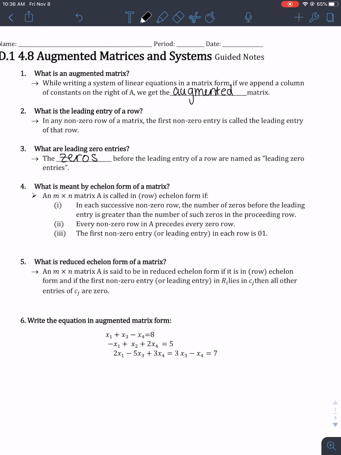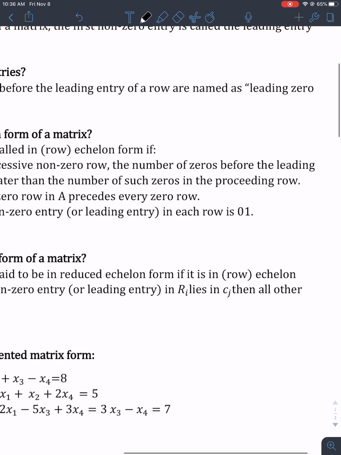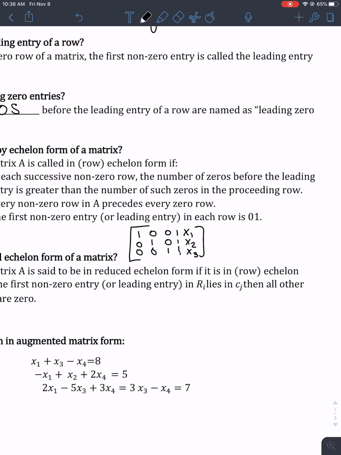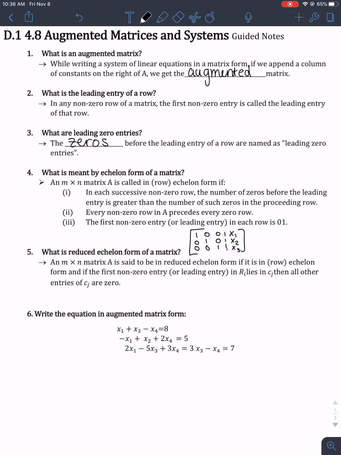I'm not going to read what is meant by echelon form. We're going to use a calculator. If you want to read it, you're more than welcome to. Really, our goal when we get to row echelon form is to have 1 0 0, 0 1 0, 0 0 1 tacked on with some values for x1, x2, and x3. And that's how you'll find your x, y, and z in this case. Also, I'm not going to read what a reduced echelon form is, because once again, we will use a calculator.